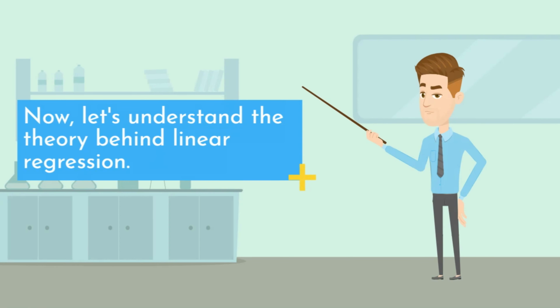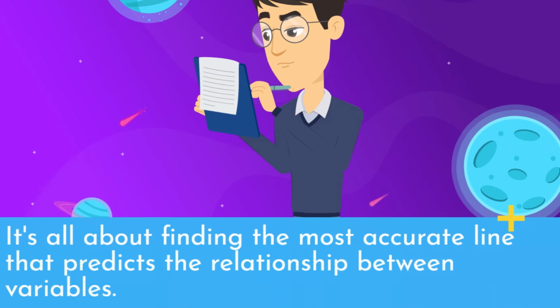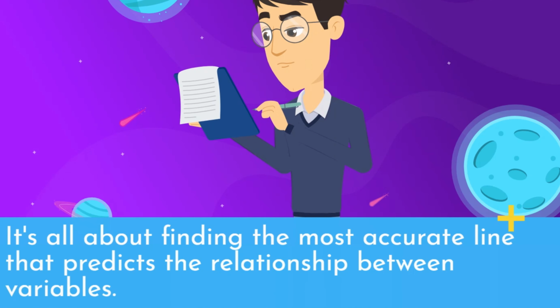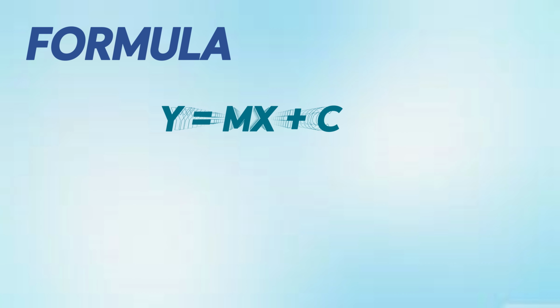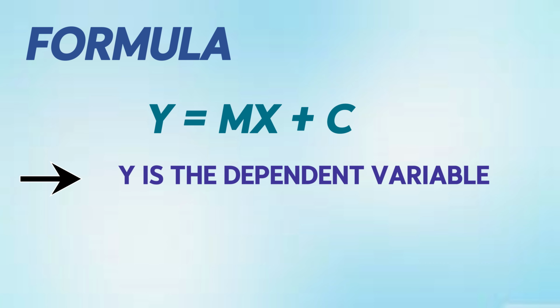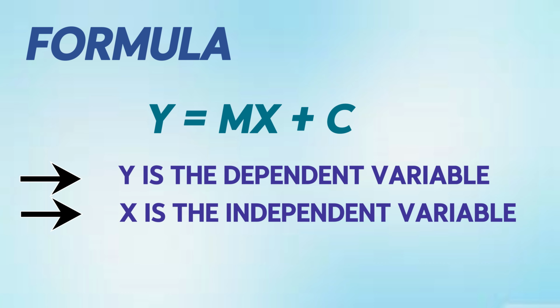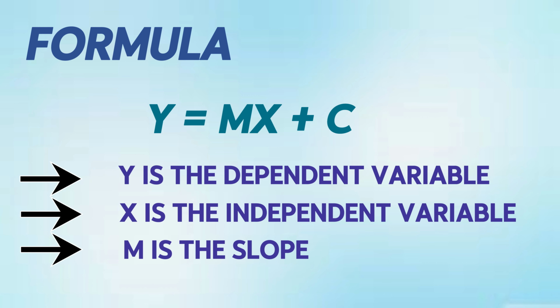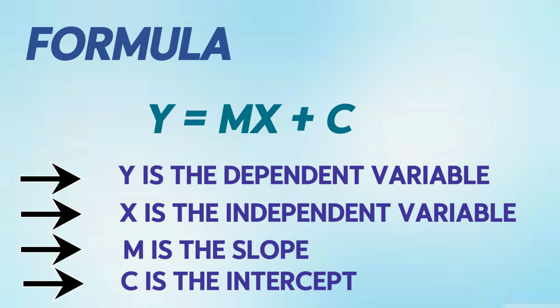Now let's understand the theory behind linear regression. It's all about finding the most accurate line that predicts the relationship between variables. We use the basic formula y = mx + c, where y is the dependent variable, x is the independent variable, m is the slope, and c is the intercept.